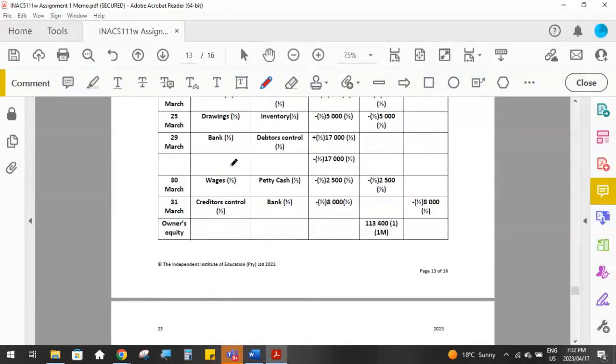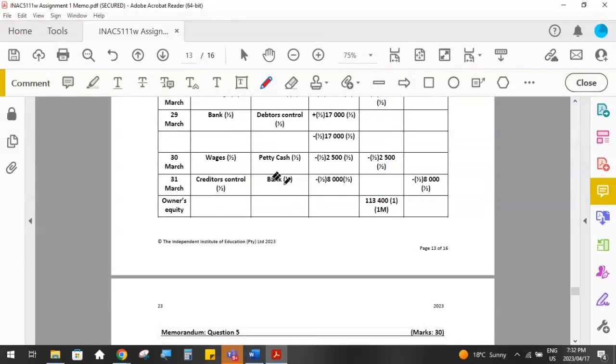Then wages: debit wages expense with the amount of the wages and credit petty cash because we paid that out of the petty cash tin. So decrease owner's equity because that's an expense, decrease asset because petty cash is an asset. On the 31st of March, I made a part payment of 8,000 Rand. So my bank asset must decrease because I paid money out. And creditors control, meaning the amount that I owe to my supplier, which is a liability, must decrease.